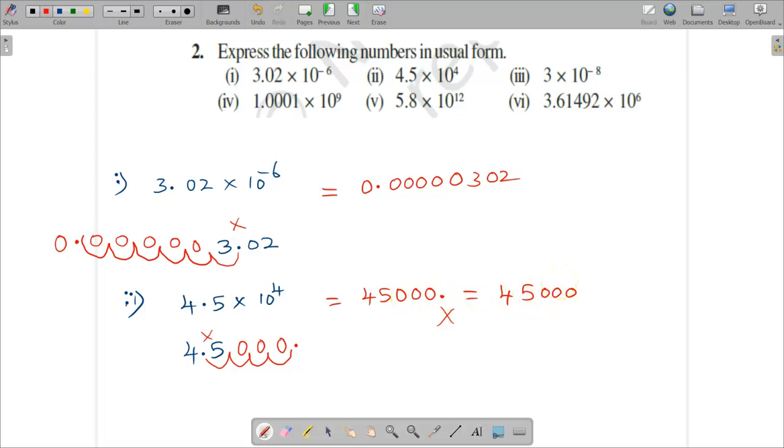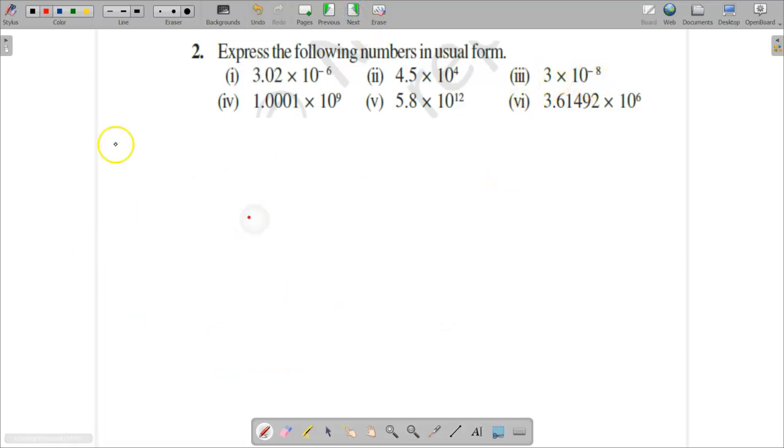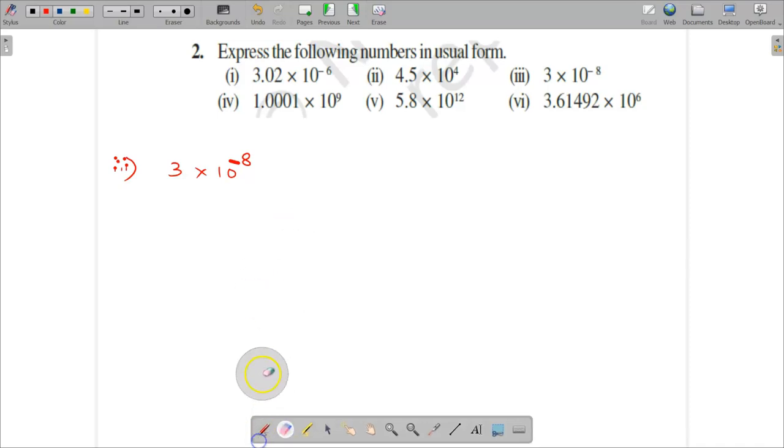Okay, so similarly let us solve the third problem. The third problem is 3 into 10 power of minus 8. So 10 power of minus 8 means we need to move the decimal point to the left side. Why? Because it is negative power. Negative power means this value becomes a very small value.